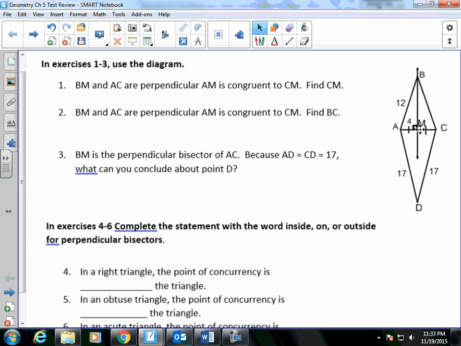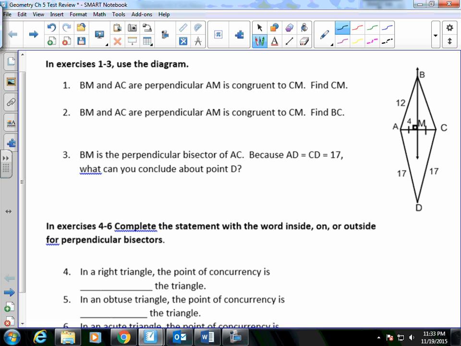Well, since CM and AM are congruent, the measure of AM is 4, so the measure of CM is going to have to be 4 as well.